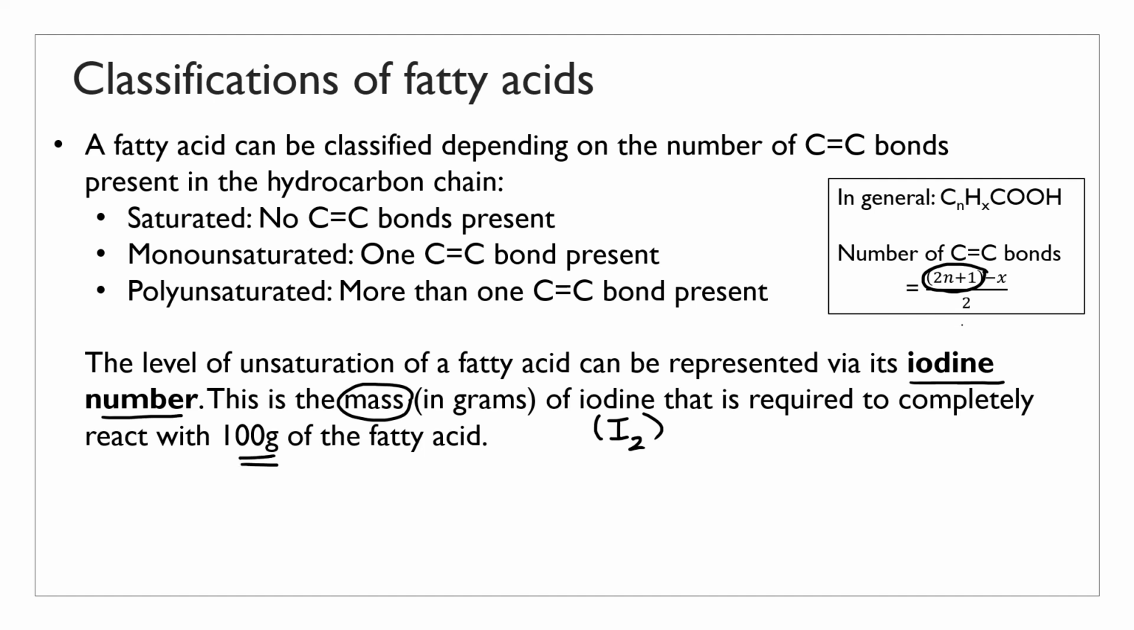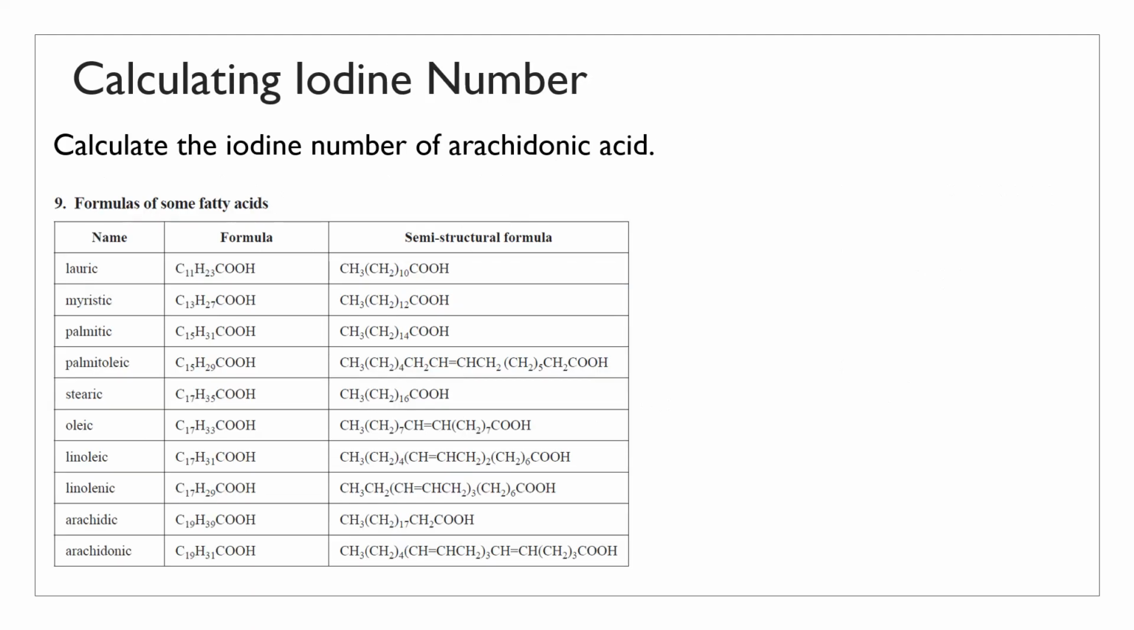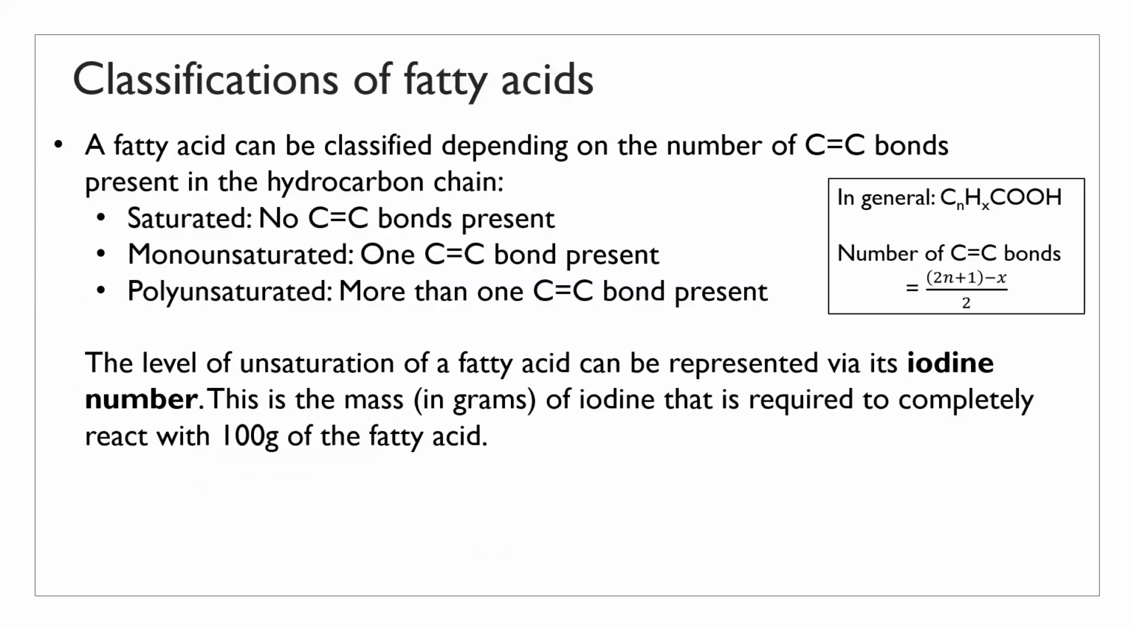So basically you mix iodine with the fatty acid and you work out how many grams of iodine is required for a reaction. And that iodine number allows you to determine the number of carbon-carbon double bonds present. So let's talk about this a little bit more. We're going to talk about calculation of iodine number.